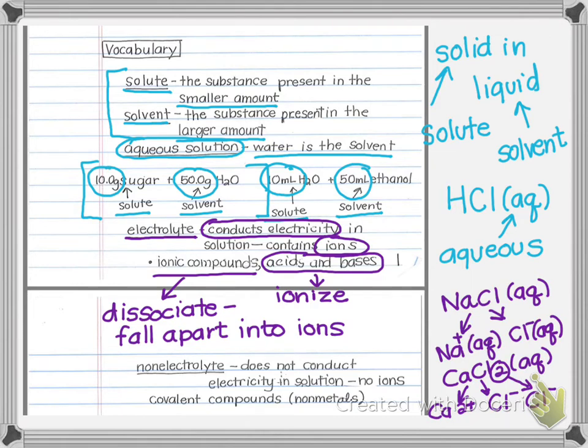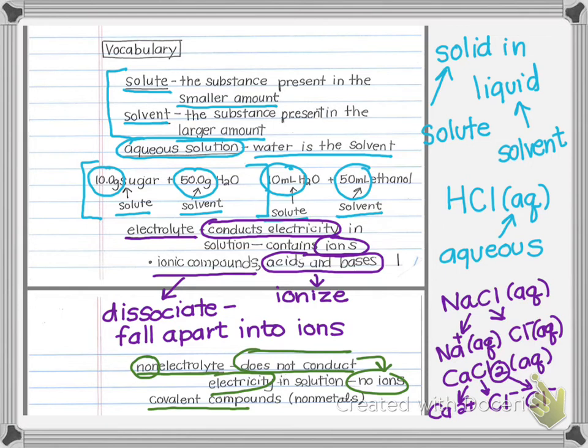Now, when we think about vocabulary and we add prefixes to words, we would see here that I put the word non in front of it. So a non-electrolyte would mean it's not an electrolyte. So it does not conduct electricity. And the reason is that it has no ions. So substances that have no ions are covalent compounds.